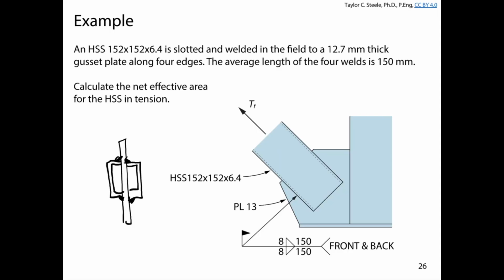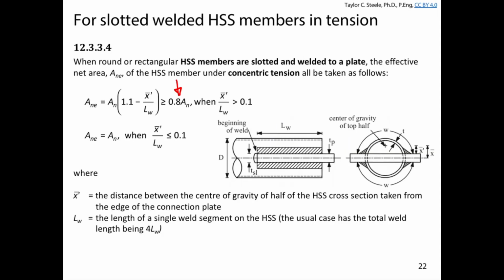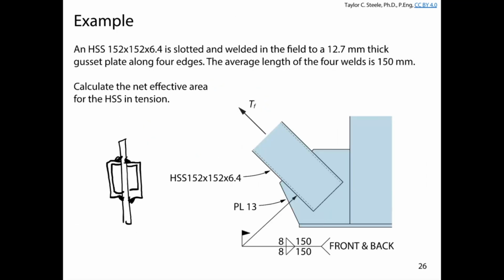Okay, so our goal here is to calculate the net effective area. We won't calculate the strength, but we'll calculate the net effective area for the HSS section as it's shown here. Does anyone have any questions about what we're trying to do here before we do some calculations? Okay, so we don't really need to do much in terms of decision making here. We just need to apply this part of the CSA S16 standard. And all we really need to do here is figure out what X bar prime over L_W is going to be, and that's going to help us calculate the net effective area.